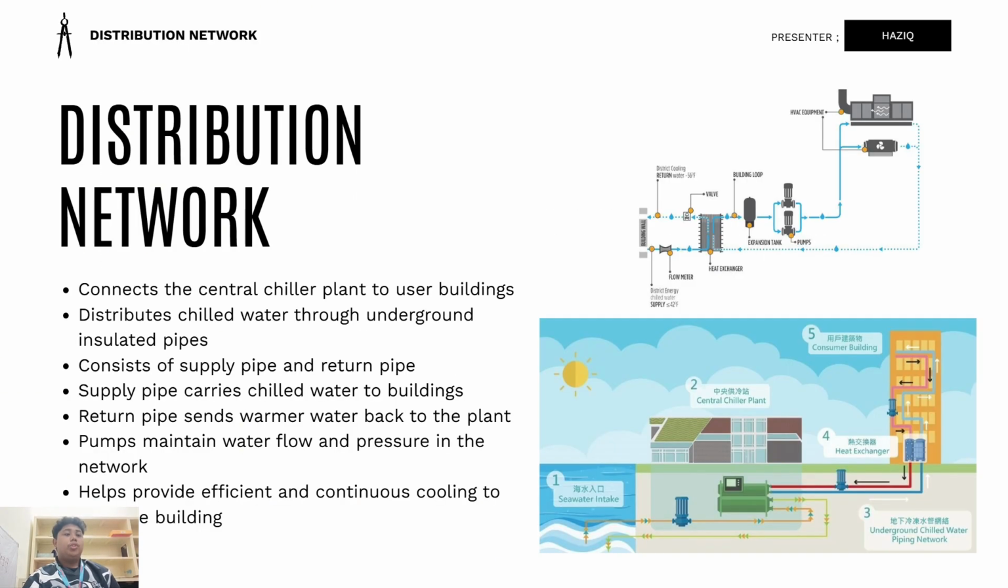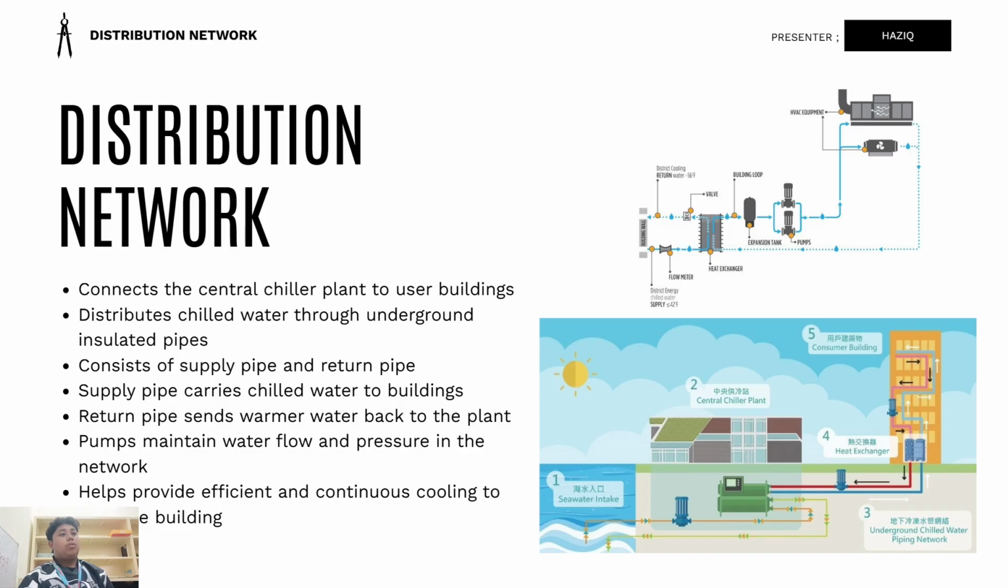For the distribution network, the distribution network is the system that connects the central chiller plant to the buildings served by the district cooling system. Its main function is to deliver chilled water from the plant to the user building and return the warmer water back to the plant for recooling.